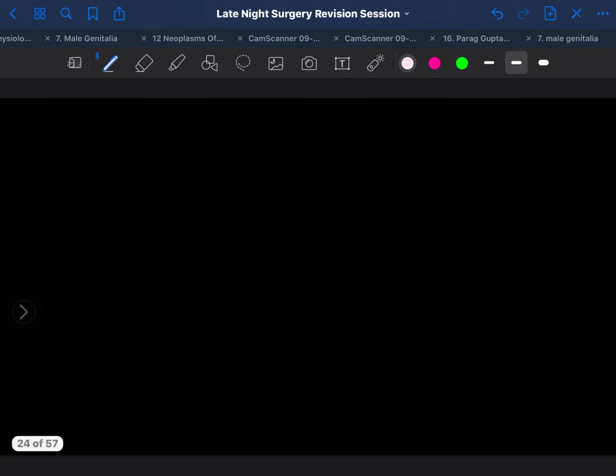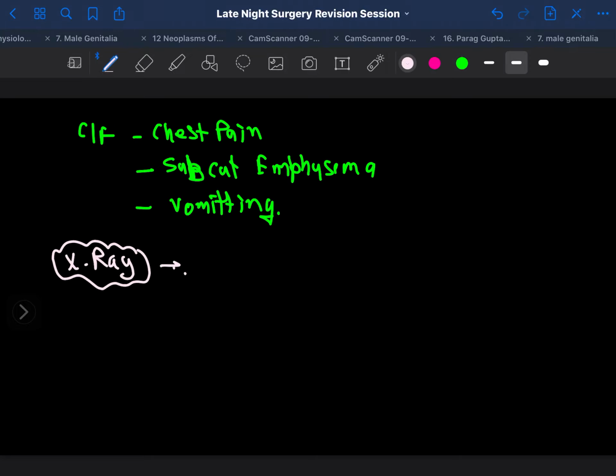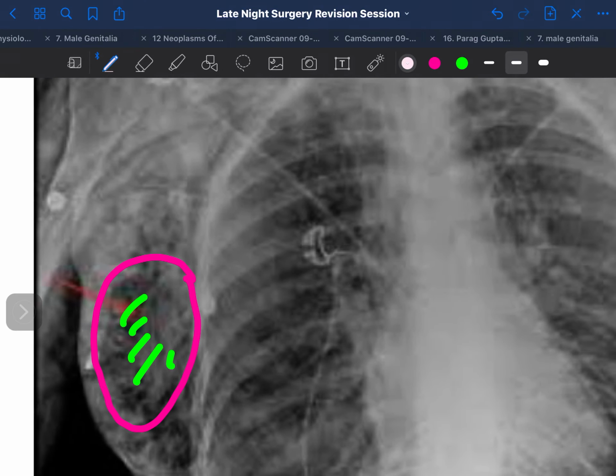How will the patient come to you? If there is an esophageal perforation, the patient will develop clinical features. The patient will have chest pain, no doubt. The patient will have subcutaneous emphysema, and you might also have vomiting. If you perform an X-ray in this patient, you will be able to appreciate subcutaneous emphysema. How are you able to appreciate it?